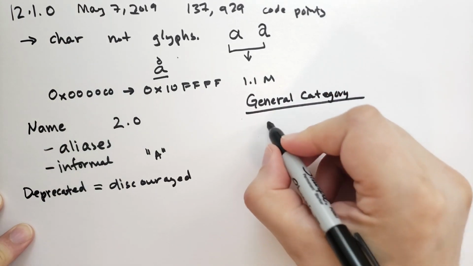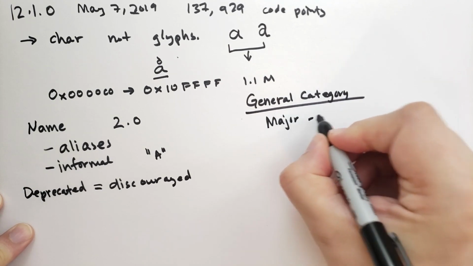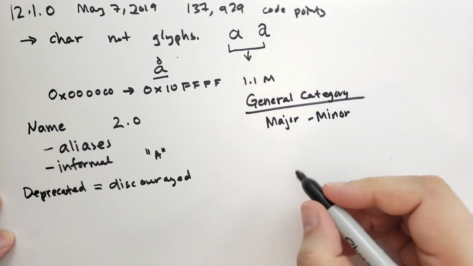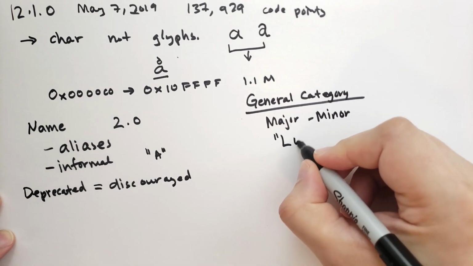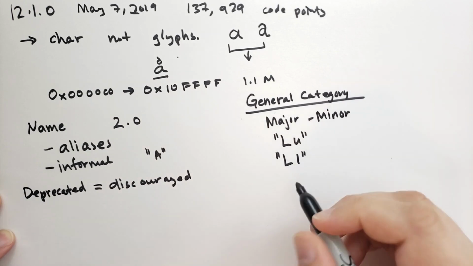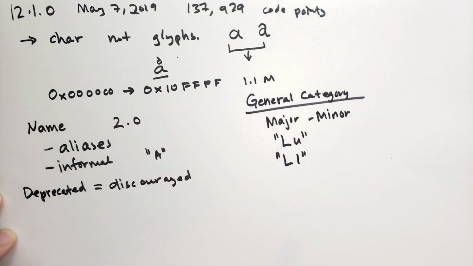This consists of a major and a minor category. And this is represented with two letters. For instance, LU represents uppercase letters. LL represents lowercase letters. And there's some others as well.